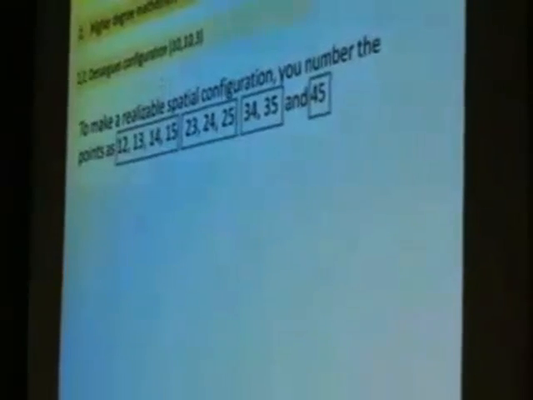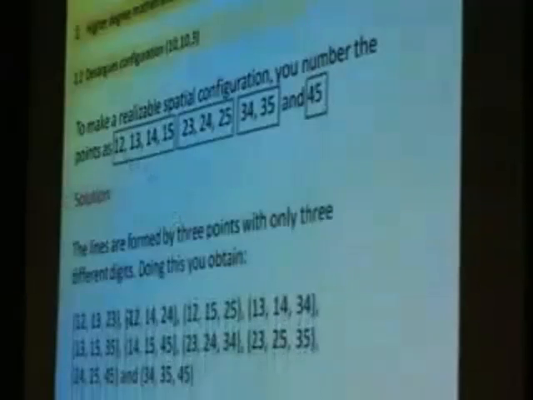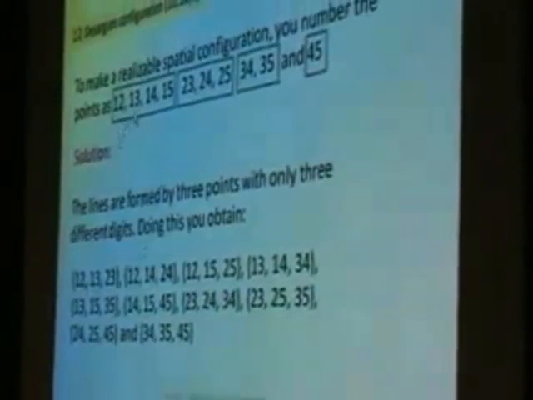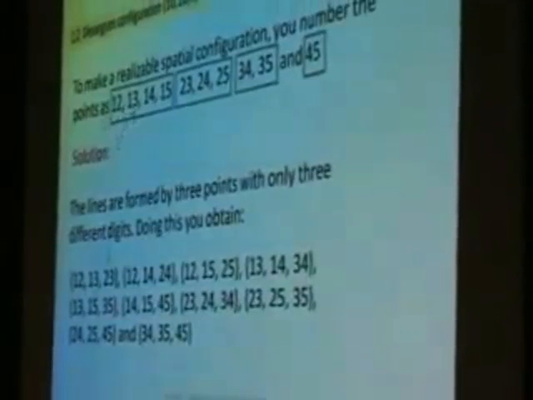The next configuration has 10 points, 10 lines, and the same problem. On each line you have 3 points, and each point is the intersection of 3 lines. To make a real model, you can number the points as follows: 12, 13, and so on, and then the solution is given by this. The lines are formed by 3 points with only 3 digits. Thus, if you take 12 and 13, you have a double 1, and then you have to find a double 2 and double 3, that means 23. You take 12 and 14, and then you have to take the last point, you need a double 2, you need a double 4, so you take 24 as the third point. And so we have an algorithm that gives us the good solution.